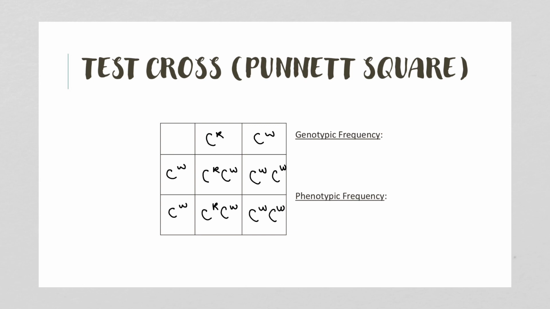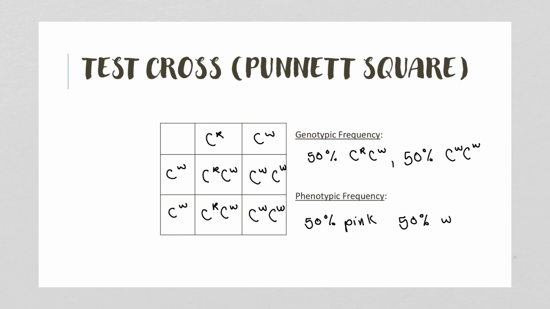So this time, 50% of the time they're going to be C^R C^W, and 50% of the time they'll be C^W C^W. And the phenotypic ratio or frequency is going to be 50% of the time they're pink, or should be pink, and then 50% of the time you should see white snapdragons.